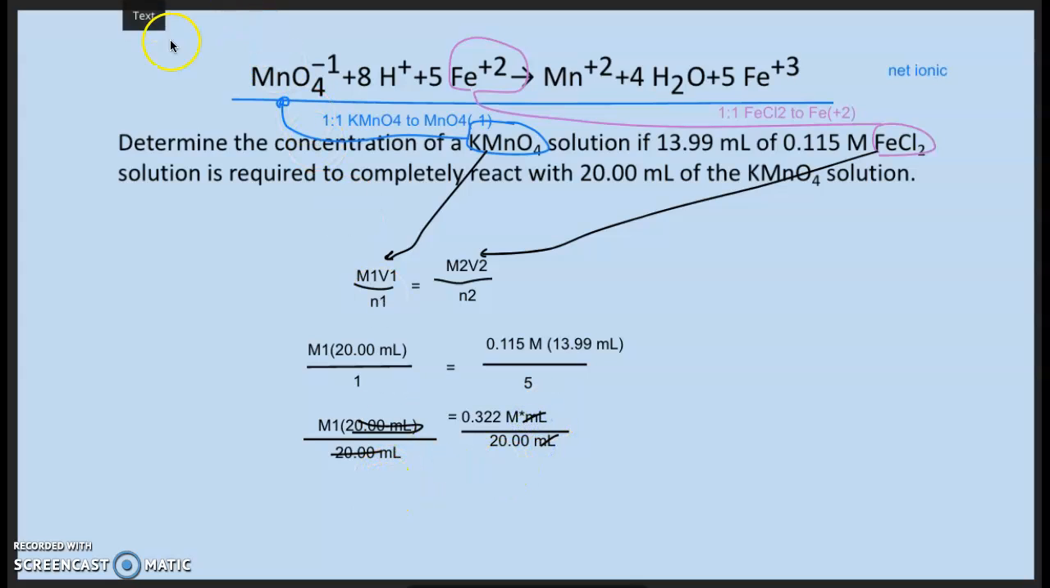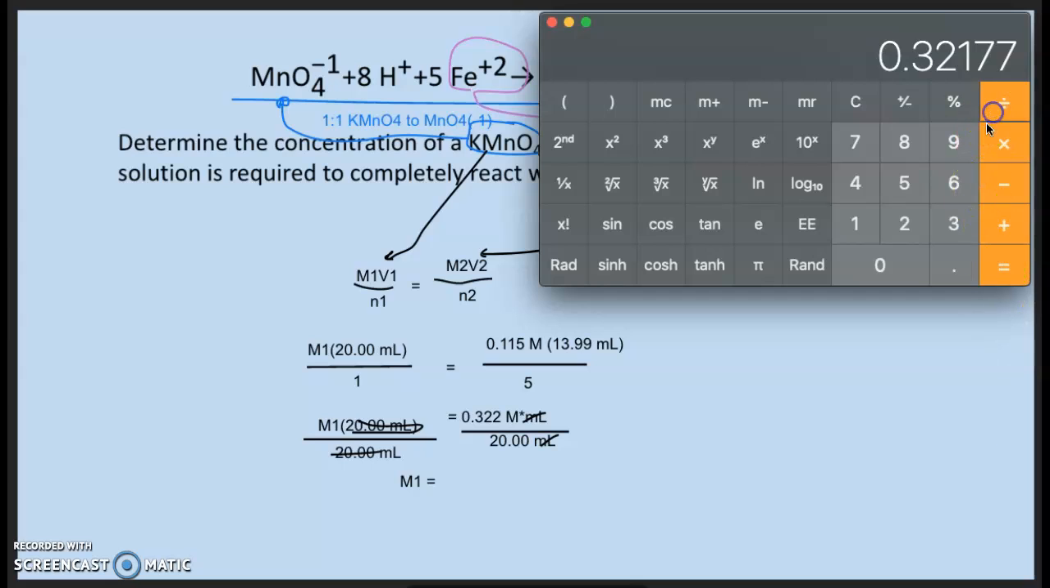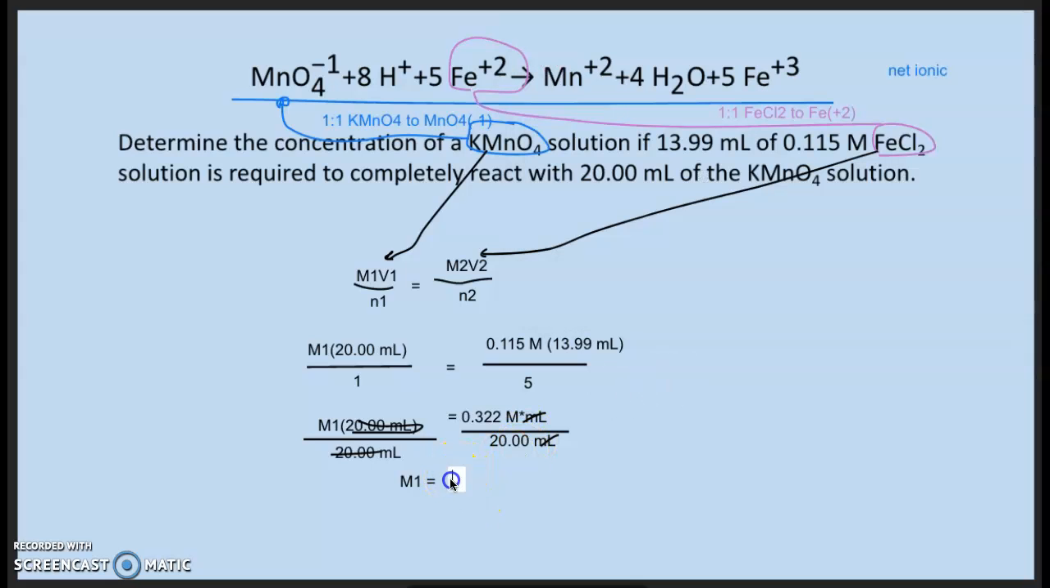I end up with the molarity for solution 1 is 0.322 divided by 20, and I get a concentration there of 0.0161 molar potassium permanganate as the concentration of the solution.